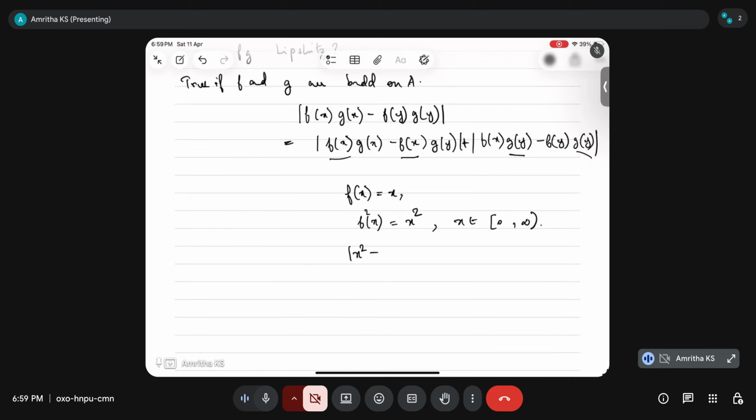If you take mod of x square minus y square, then this is mod of x minus y times x plus y, right? Now the thing is, this thing cannot be bounded by any constant. Okay, one can show that this is not Lipschitz.